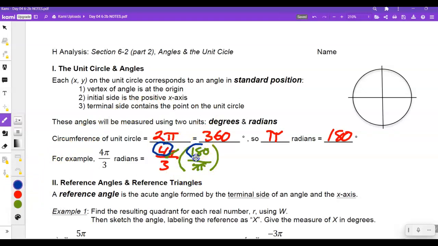So I'll have 4 times 180 divided by 3. 3 goes into 180 60 times, or 3 goes into 18 6 times, and then 4 times 60 is 240 degrees.